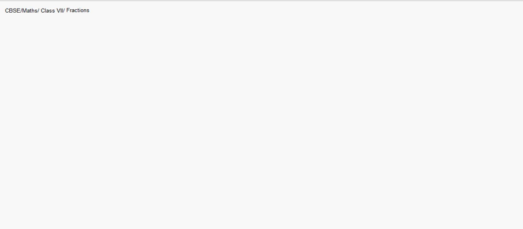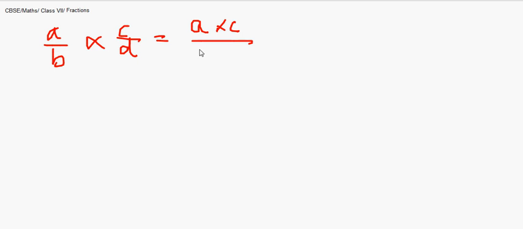The product will be the product of the numerators of the given fractions and the product of the denominators of the given fractions. So if I'm given two fractions to multiply, which are in the format a by b, which has to be multiplied to c by d, actually what you will do is multiply the numerators with the numerators and the denominators with the denominators.